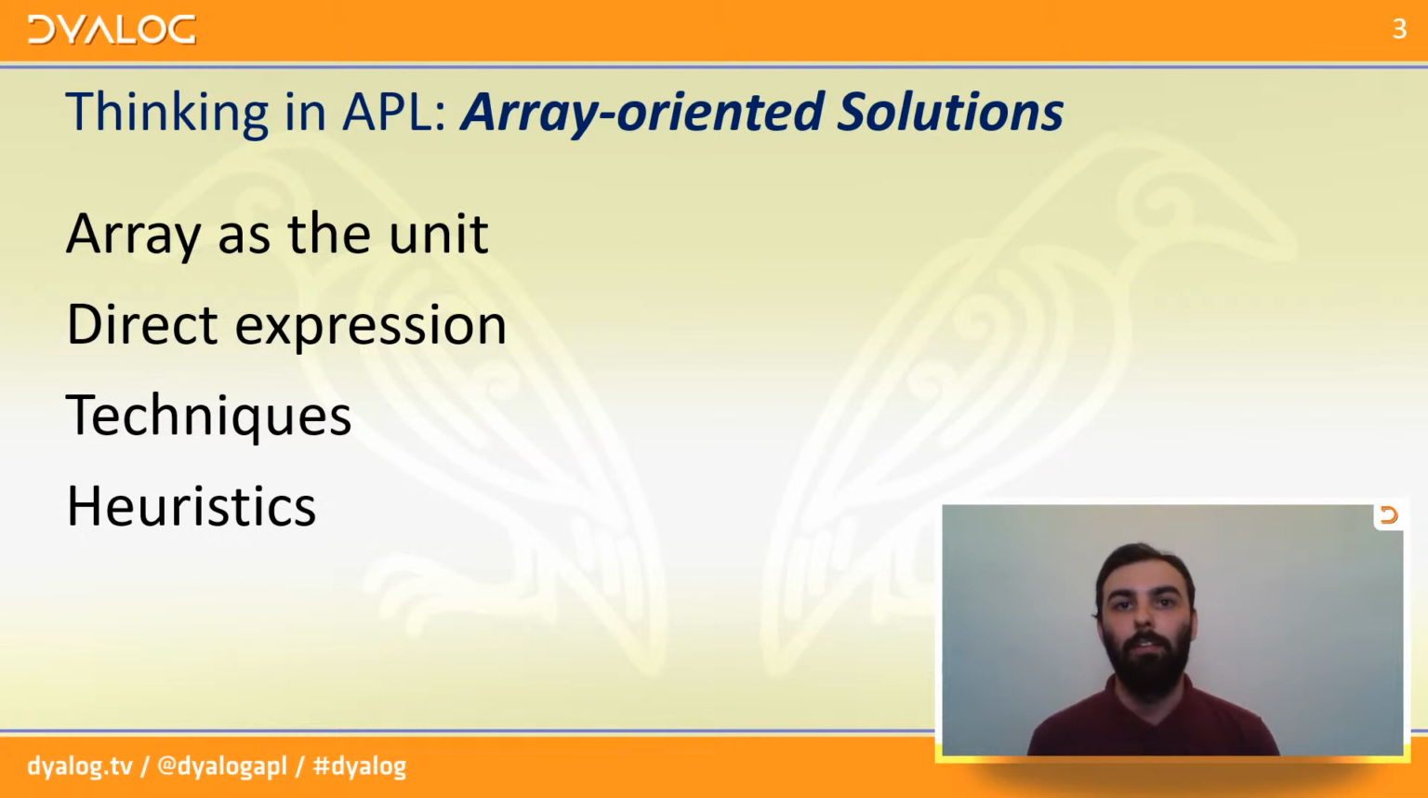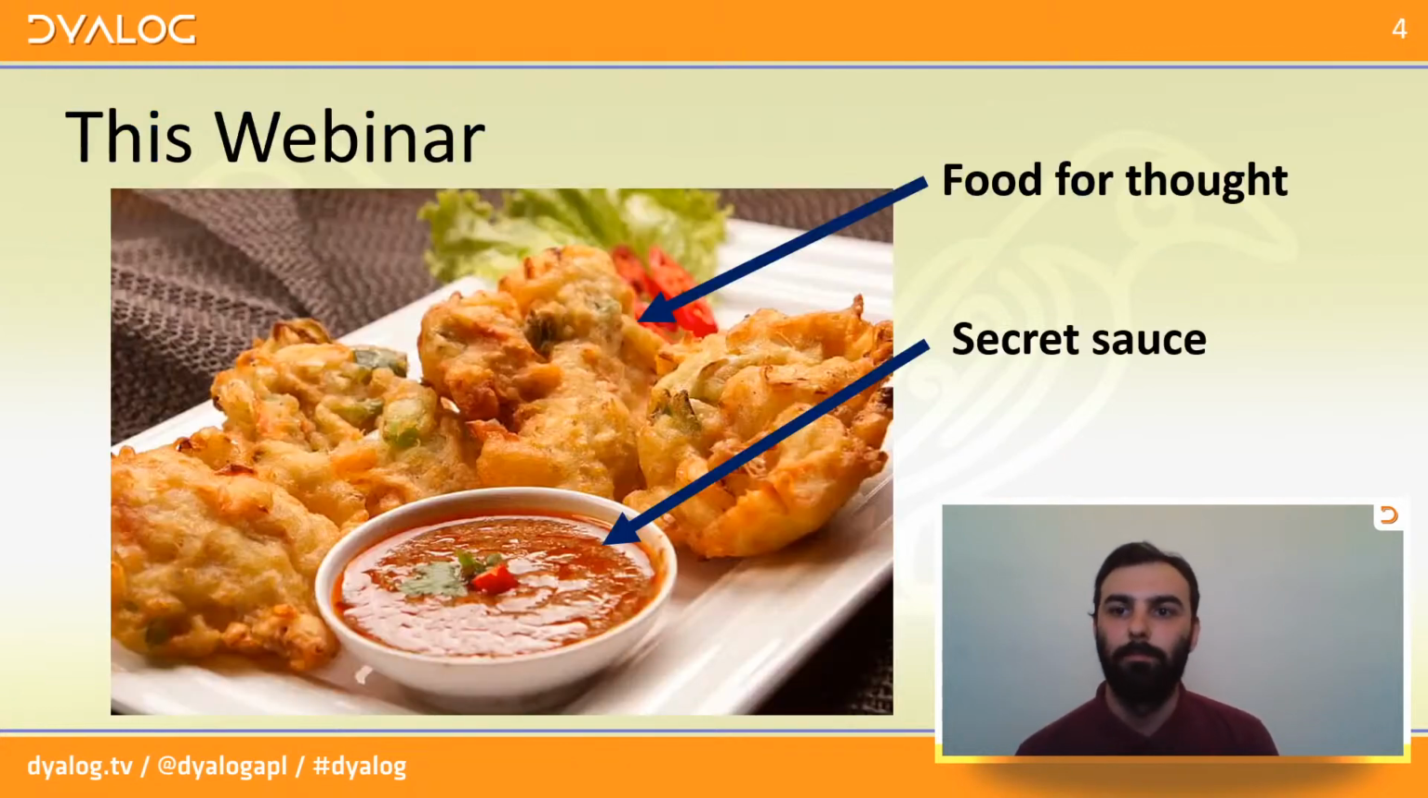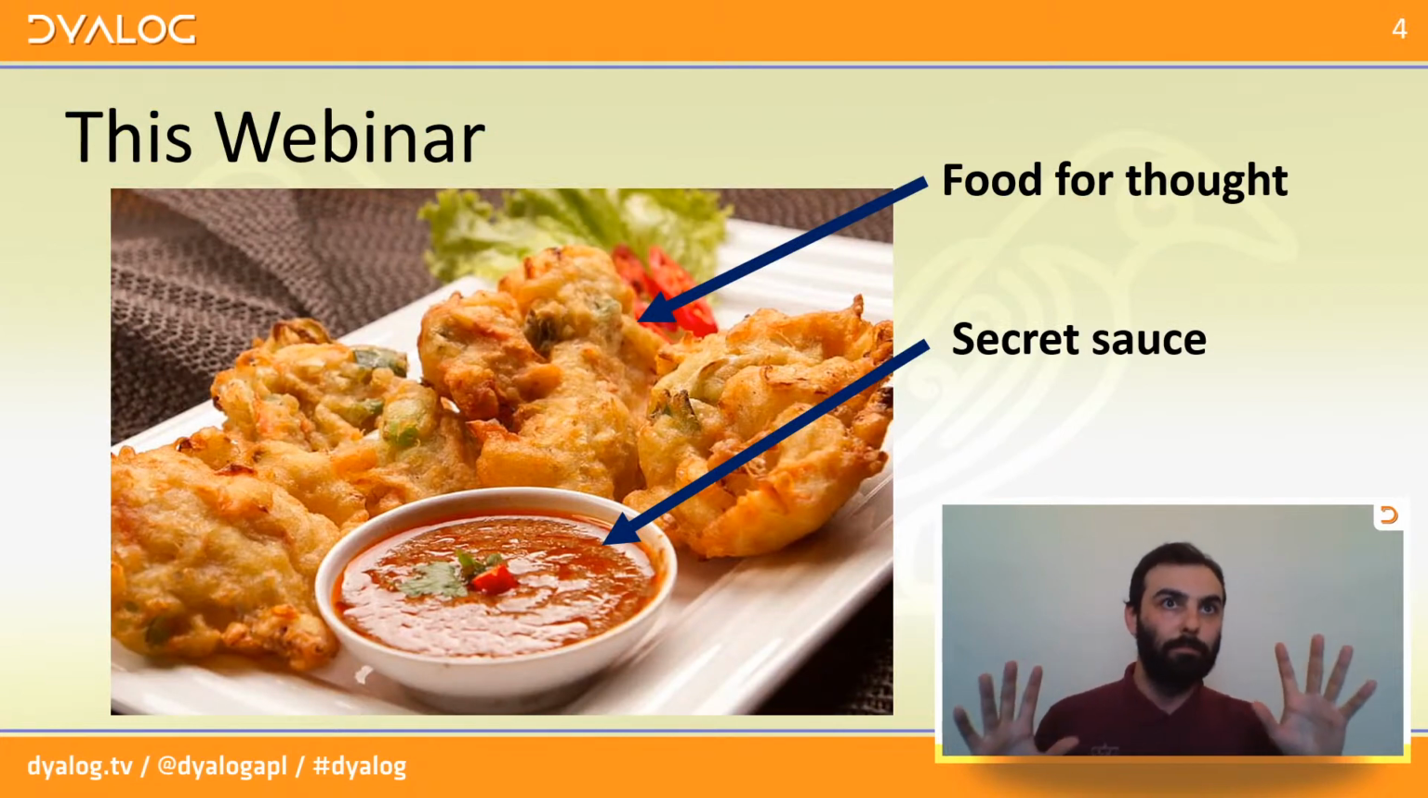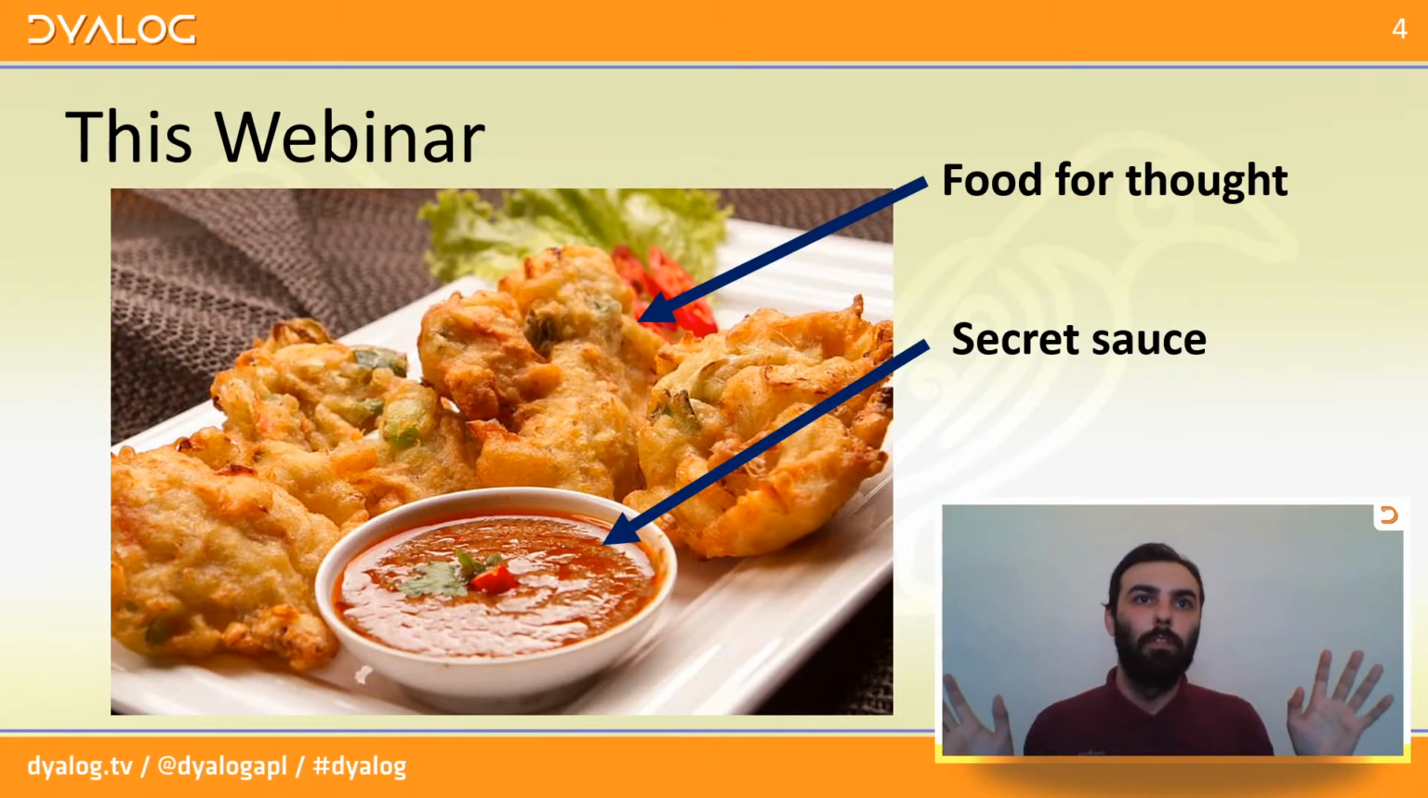APLers like to talk about direct expression, often in contrast to abstraction. Are array-oriented solutions involving using a specific set of techniques? Do I need to read a book and learn a bunch of specific techniques to do array programming? And something else called heuristics, which I'll get to more later. So that's the overview introducing what this topic is about.